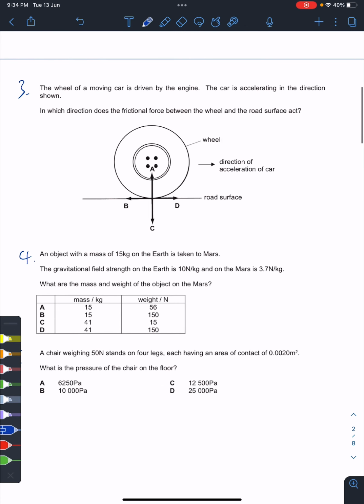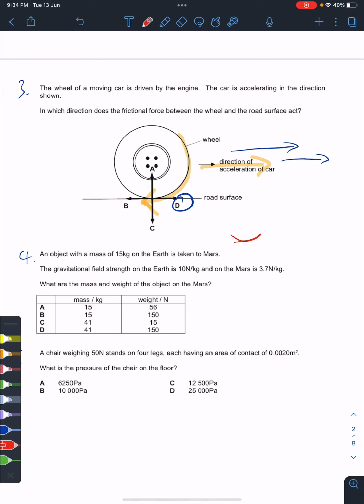Okay, question 3. If you recall, for a wheel or a circular object, the friction force is the same direction as the movement. So in this case, D is the answer. But why is that so? Because your wheel is actually rotating. It's moving to the right. That means the wheel is technically moving this way. Can you see my arrow here?